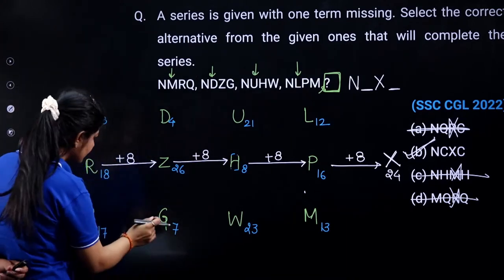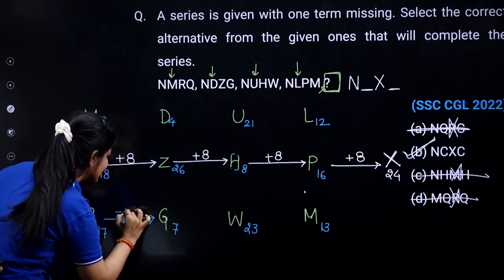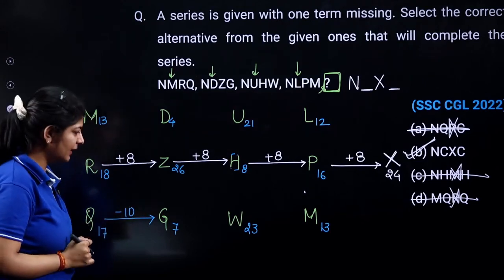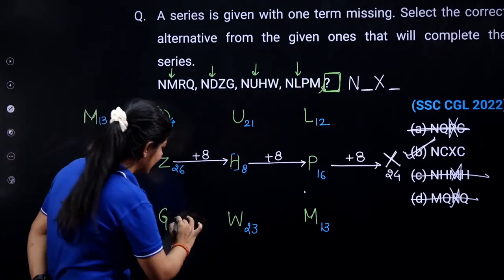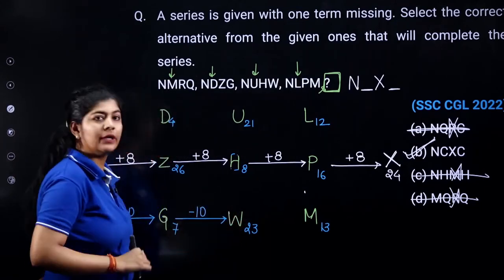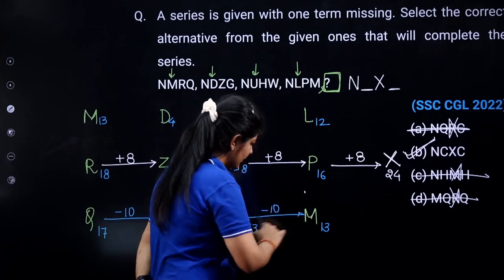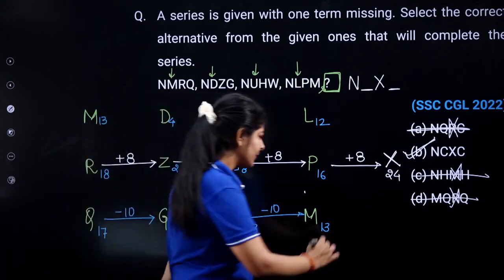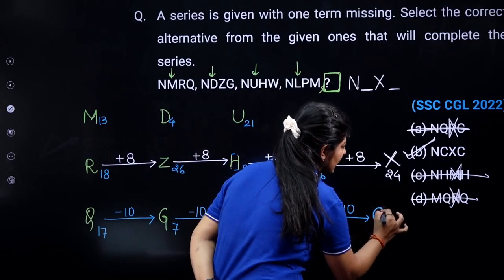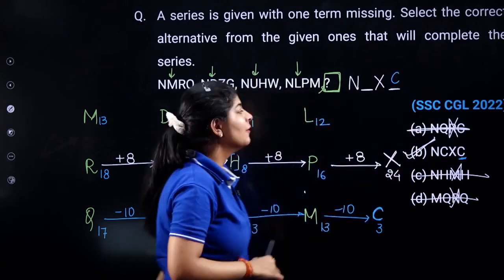Right? Okay. Here, I am getting minus 10. If I subtract 10 from it, I will get this one. Right? Okay. Now, if I subtract 10 from this one, again I am getting 23. Subtract 10. 23 minus 10, 13. Again, minus 10. We are getting 3. 3 is associated with C. Are we getting C? Yes. First one.